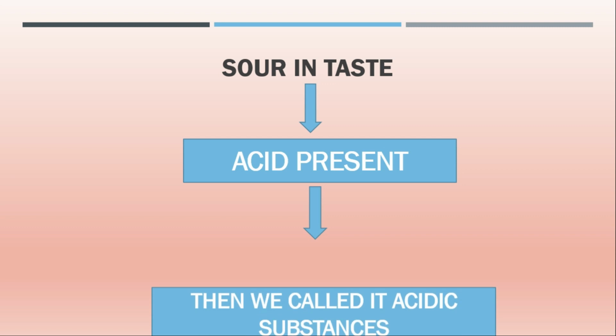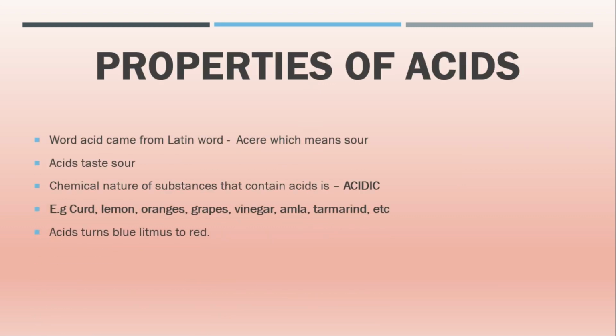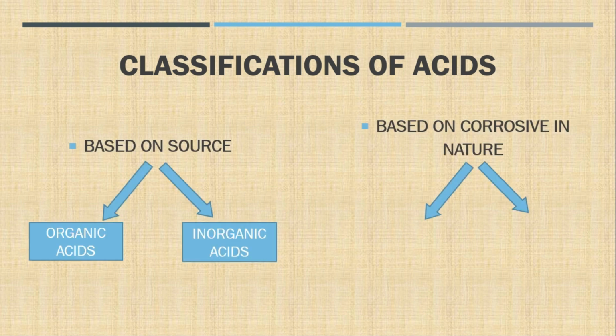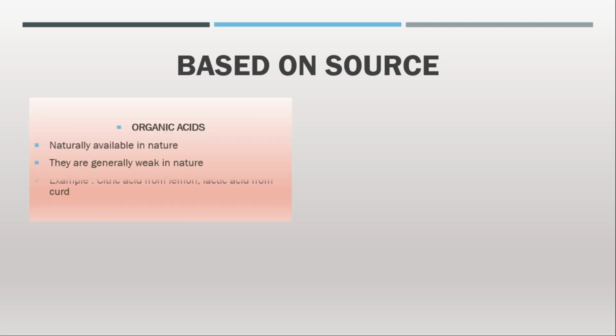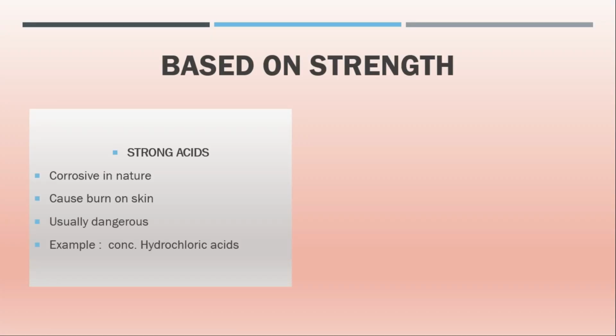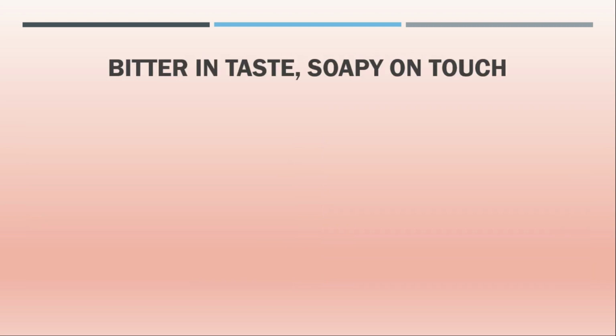Let's recapitulate what we have learned till now. As you can see, we have discussed the properties of acids, and the classification of acids based on source and based on corrosive nature. We discussed the differences, that is, whom should we call organic acid and whom should we call inorganic. Similarly, based on strength, we classify them as strong acid and weak acid.